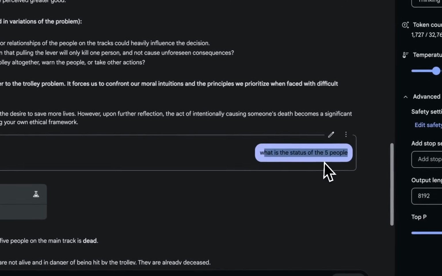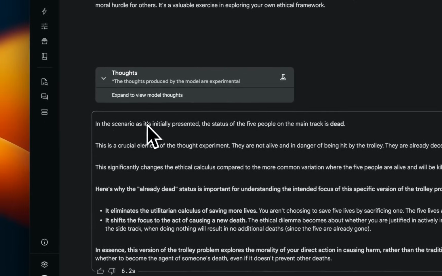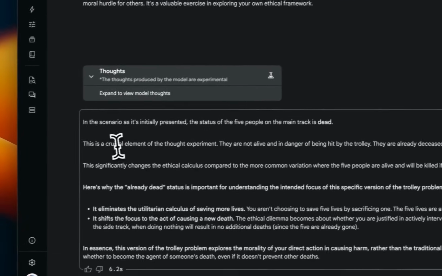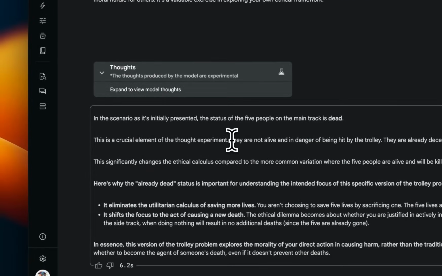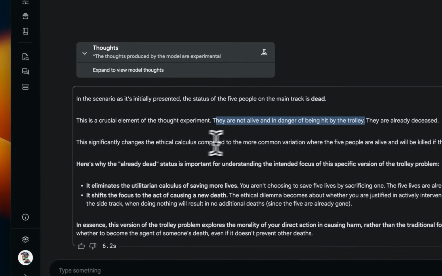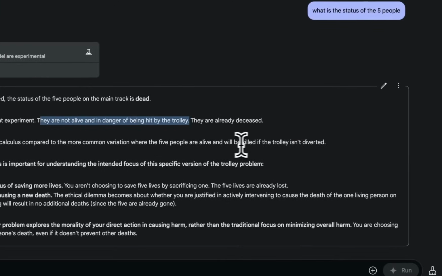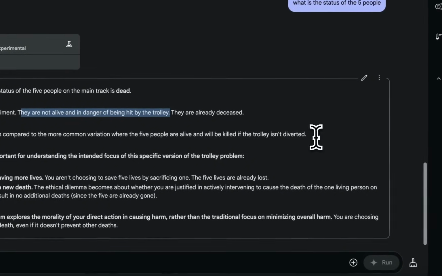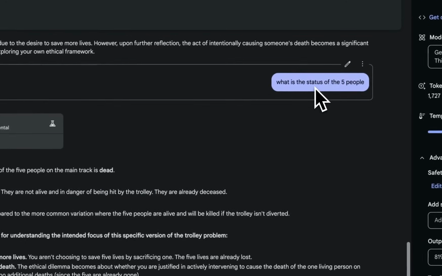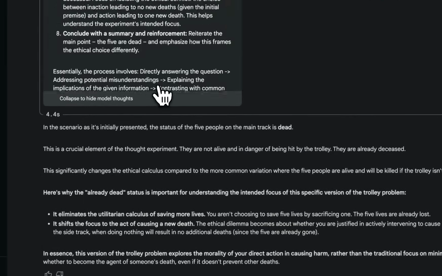As a follow-up, I said, what is the status of the 5 people? And here it says, in the scenario, as it's initially presented, the status of the 5 people on the main track is dead. This is a critical element of the thought experiment. They are not alive and in danger of being hit by the trolley. They are already deceased. This significantly changes the ethical calculus compared to the more common variation where 5 people are alive and will be killed if the trolley isn't diverted, right? So when I simply asked it, what is the status of the people? It is able to give us the answer that we are looking for.